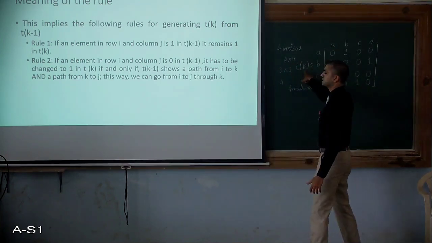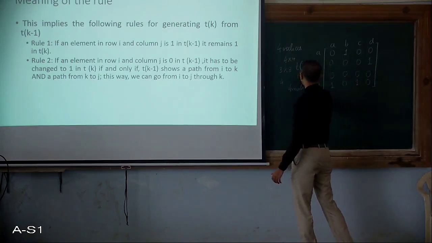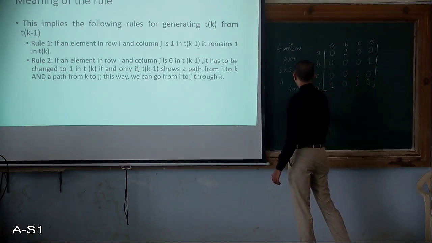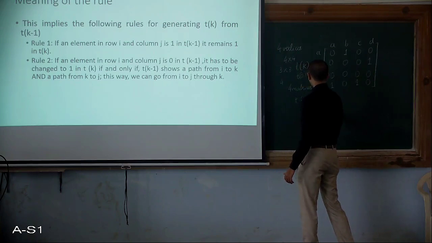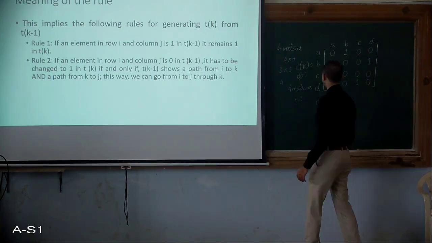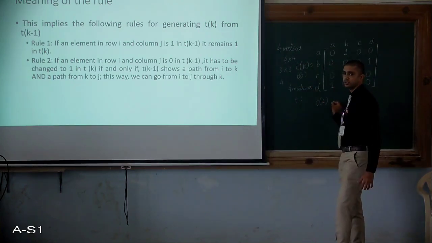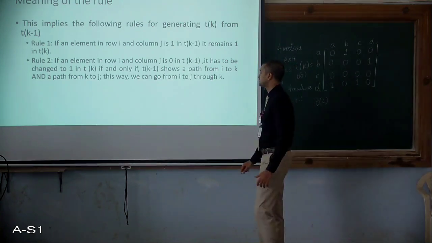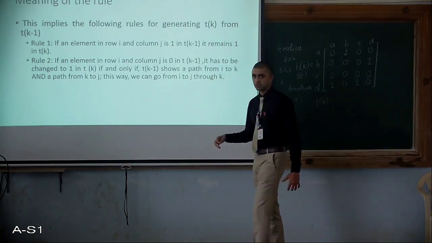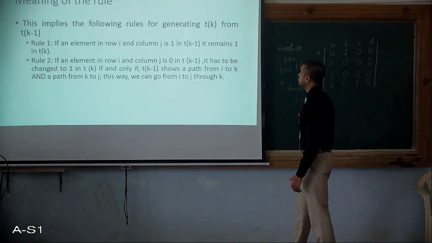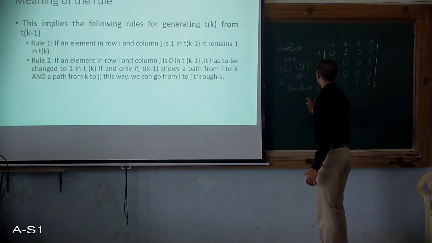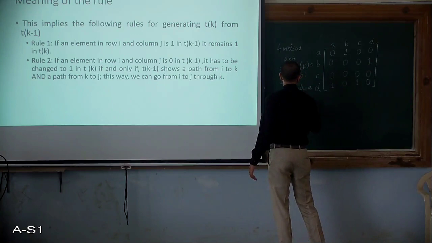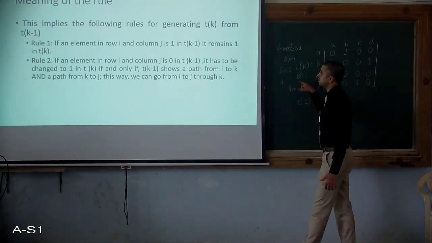So this adjacency matrix is going to be T of 0, then I'm going to have T of 1, T of 2 up to T of 4. So these 1, 2, 3, 4 are all matrices that we are going to generate using that particular rule. So if I have to generate T of 1 using T of 0, then what does it say?